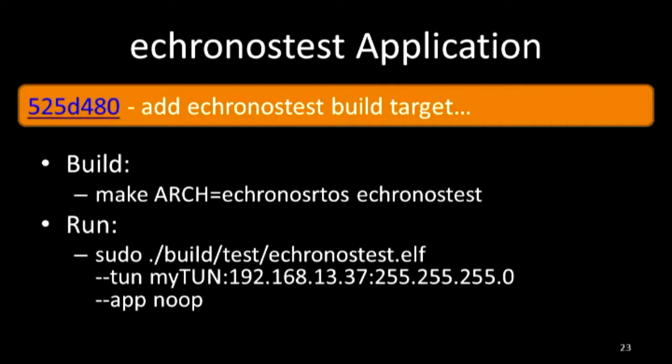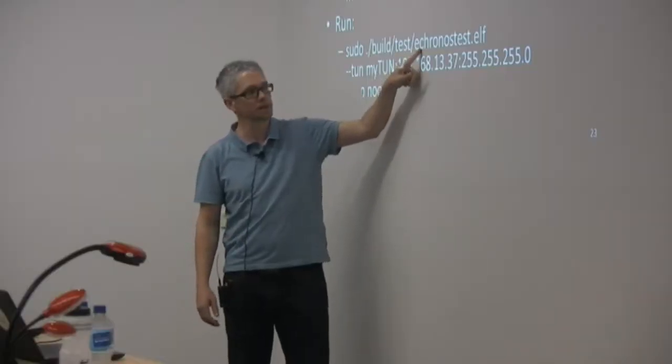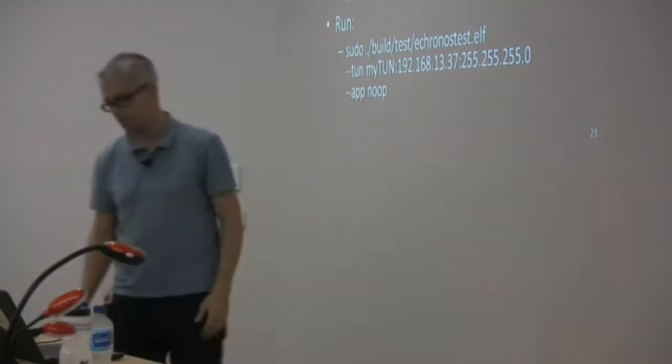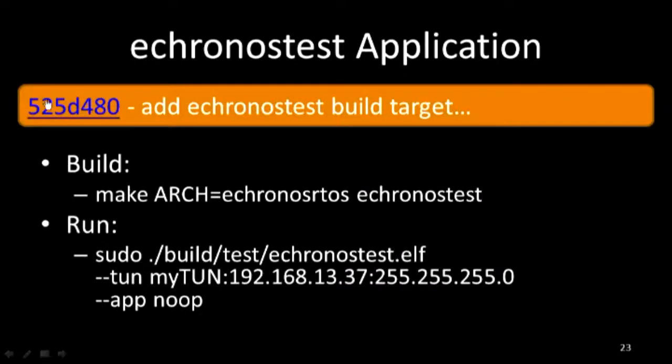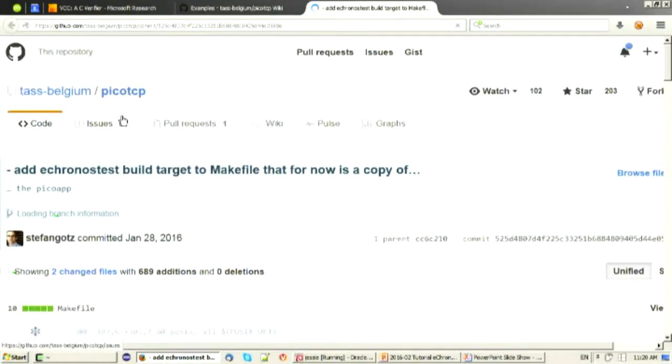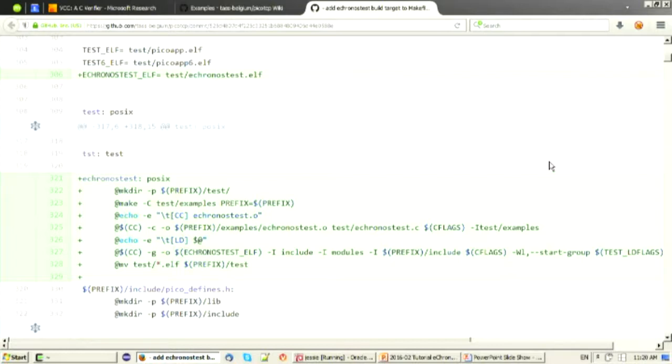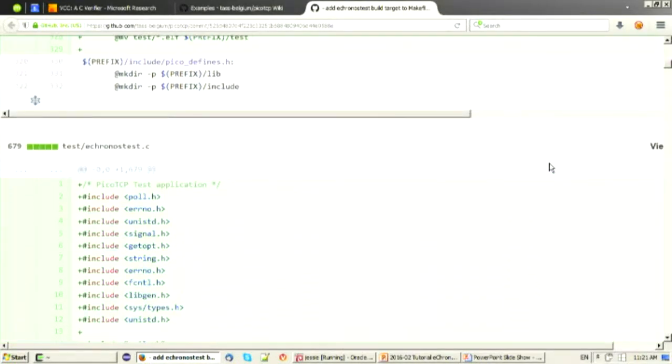And once you build that, you will be able to call this echronos_test application just the same way that you called pico_app.elf, because it's actually the same code for now. Let's have a quick look at the diff just to give you an idea what that looks like. So in the makefile, we add a new make target. It's really just a copy of the existing test target that sits above there when you look at the full makefile. Ignore all that stuff. I mean, you don't need to look at that in detail. That is just to build that new test application. And then, of course, there is the actual file, and that, again, is just a plain copy of the existing pico_app.c file that sits in the same directory.